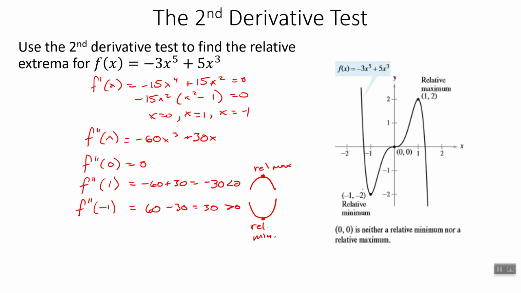All right, so there's the graph. Yep, sure enough, we've got a relative minimum at negative 1. We've got a relative max at 1. And at 0, it was neither. It was just a horizontal tangent. Notice it's not the point (-1, 30), and it's not the point (1, -30). That's just telling the concavity. It's concave up here. It's concave down here.